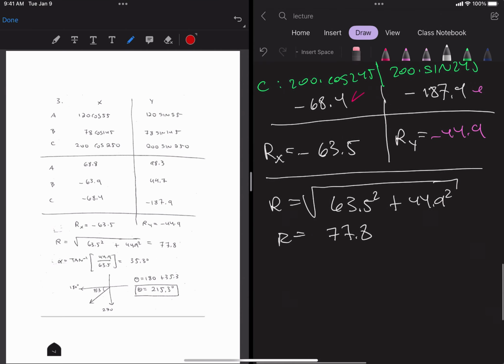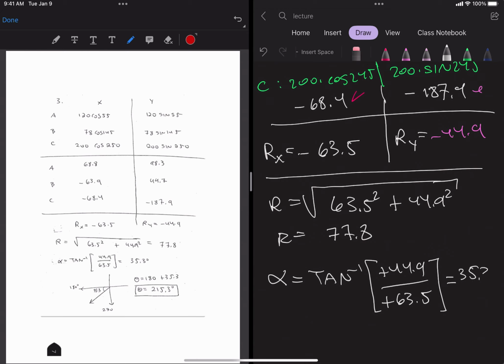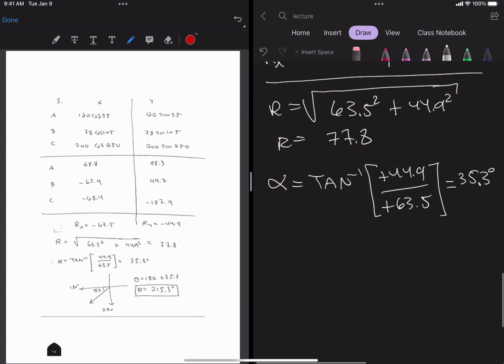Next, let's get the direction. Before you get the direction, get the relative angle alpha, which is going to be the inverse tangent of the positive y, so positive 44.9, over the positive x, which is positive 63.5. That'll give you a reference angle of 35.3 degrees. You have a negative x component and a negative y component, so that means the actual angle is going to be 180 plus the reference. So 180 plus 35.3 will give you a direction of 215.3 degrees.